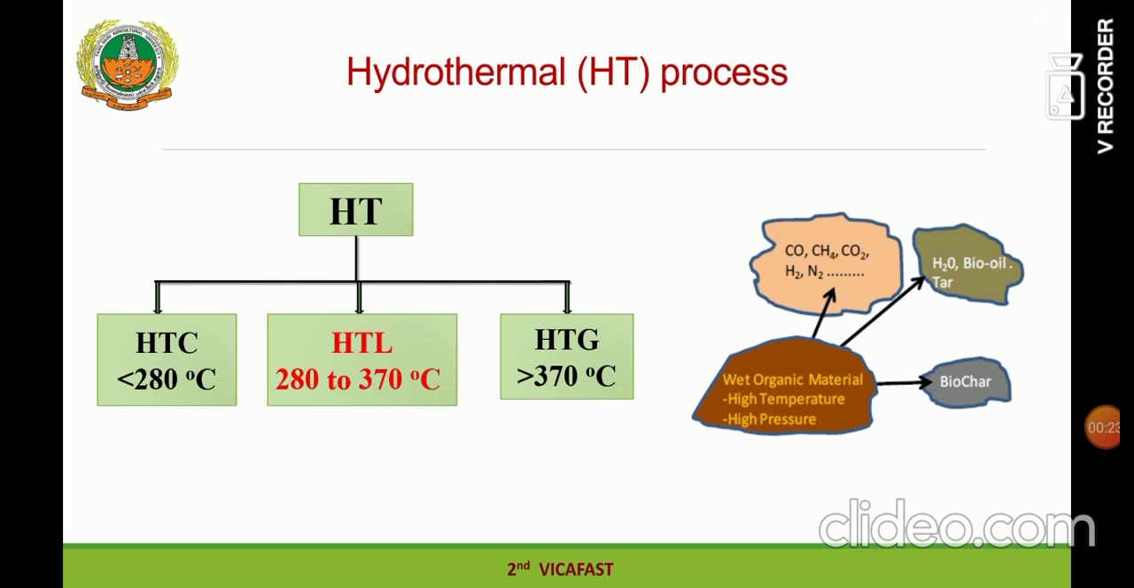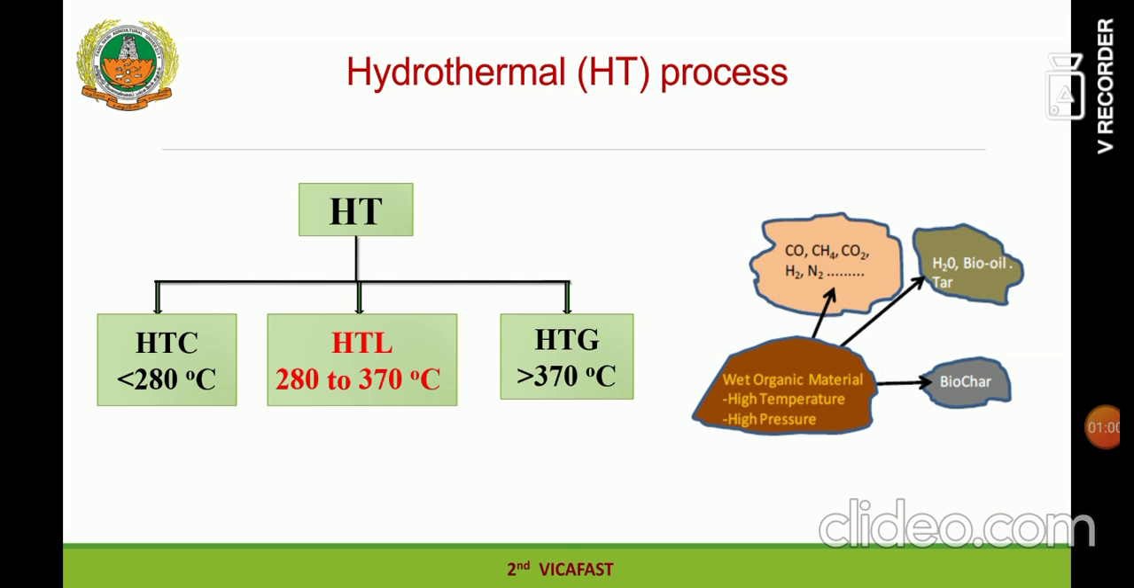What is hydrothermal process? It is a process in which temperature and pressure play a key role in converting wet organic materials into syngas, biocrude, and biochar. There are three types of hydrothermal process: hydrothermal carbonization, in which char is the higher yield; hydrothermal liquefaction process, in which biocrude is the high yield product; and hydrothermal gasification, whereas syngas will be the higher yield. In all these three processes, biochar, bio-oil or biocrude, and syngas will be the products.